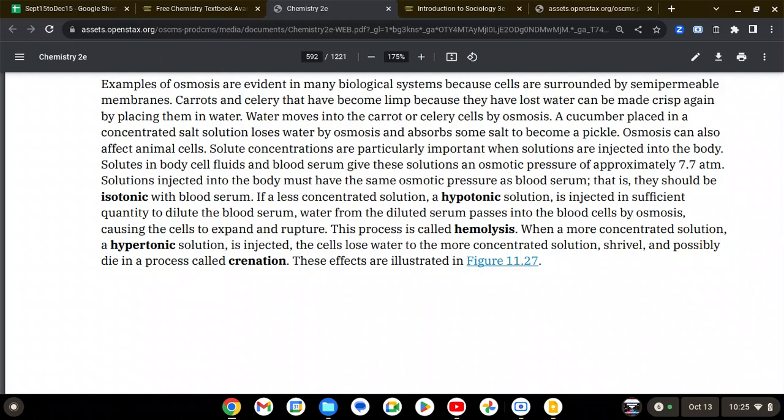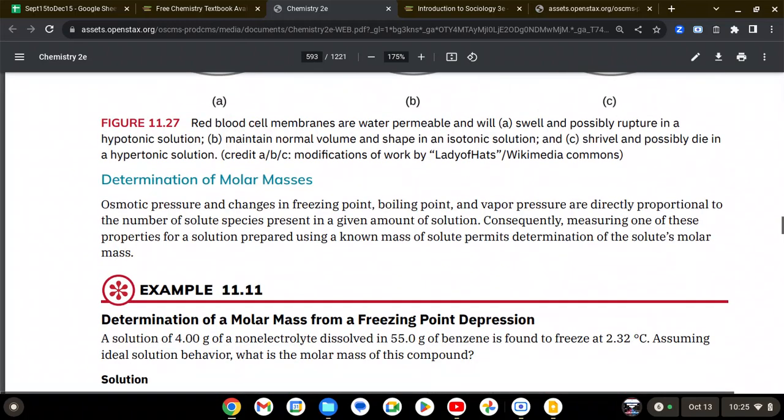When a more concentrated solution, a hypertonic solution, is injected, the cells lose water to the more concentrated solution, shrivel, and possibly die in a process called crenation. These effects are illustrated in Figure 11.27.